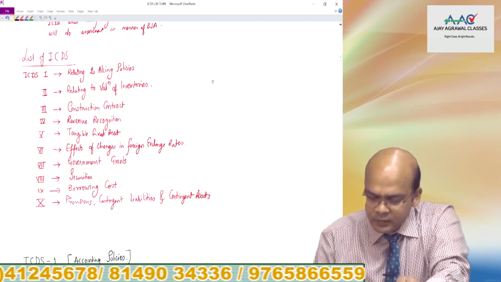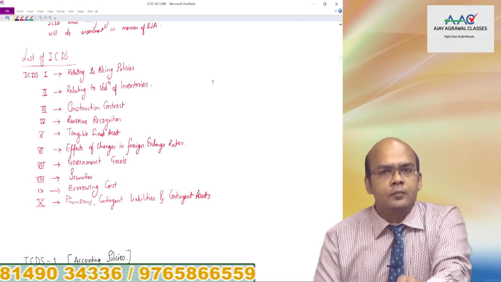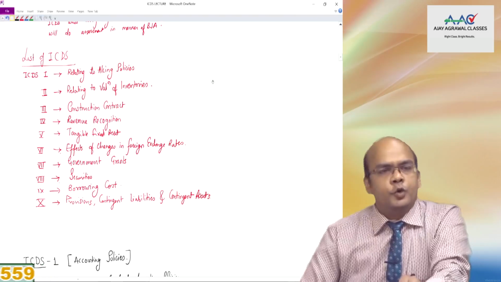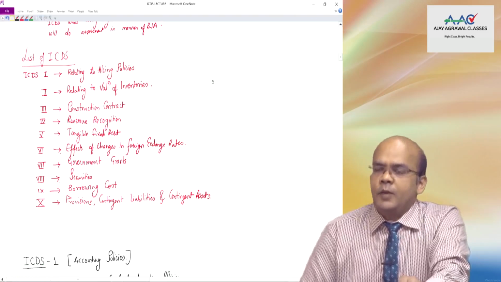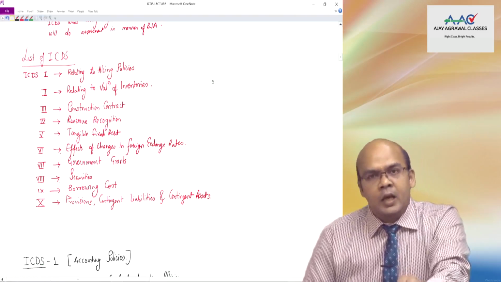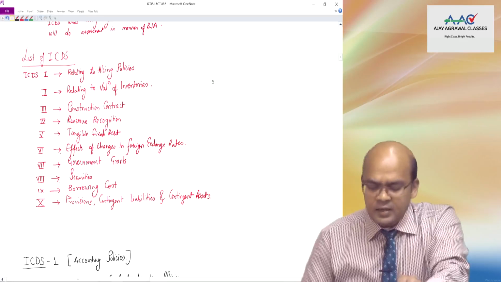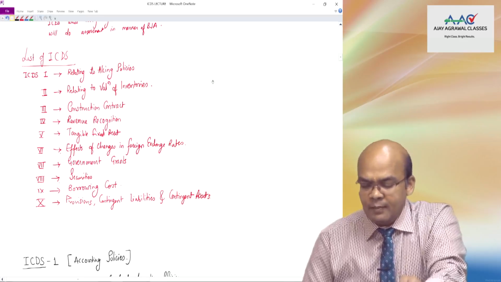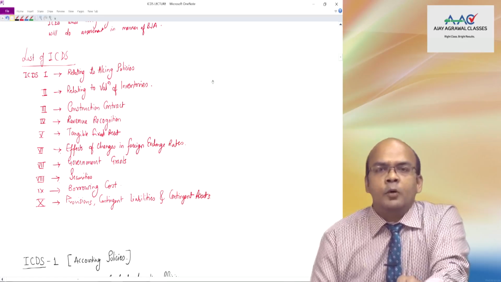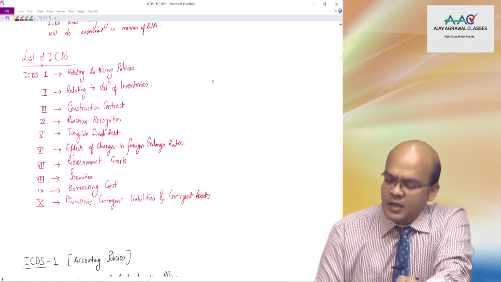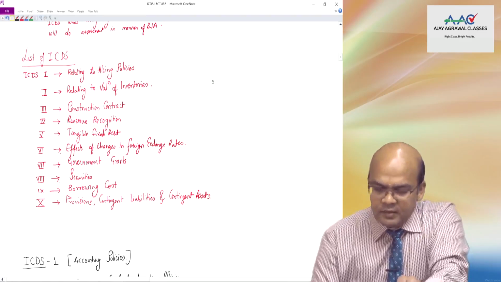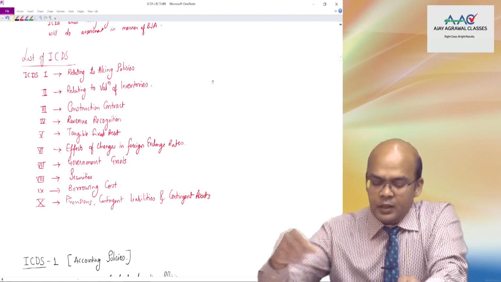Fine. 9th, borrowing cost. When any loan is borrowed, that borrowing cost should be capitalized or it should be treated as a revenue expense, that is given in ICDS 9. And ICDS 10 is related with provision, contingent liability and contingent asset. How much should be your provision, what about the contingent liability and contingent assets, what should be the treatment while computing the income, that is given in your ICDS 10.